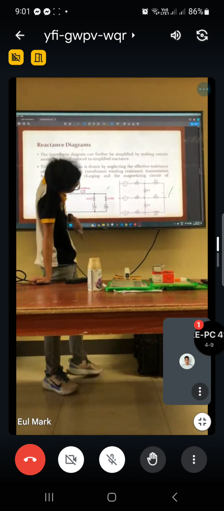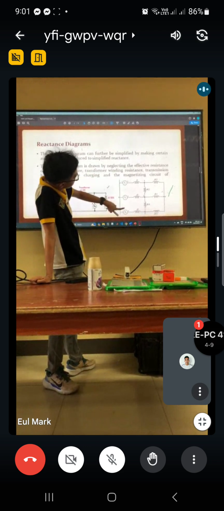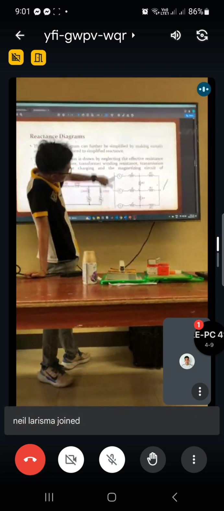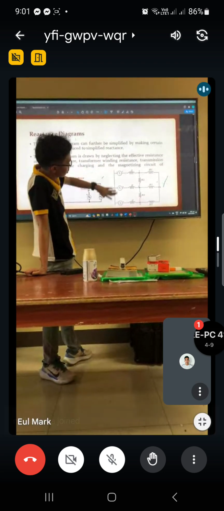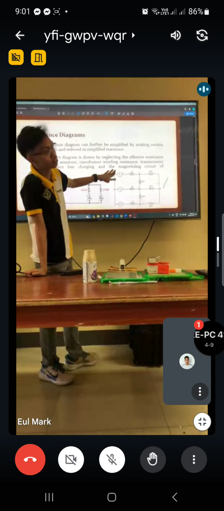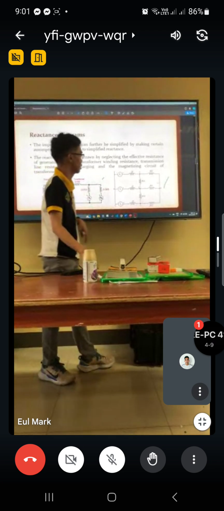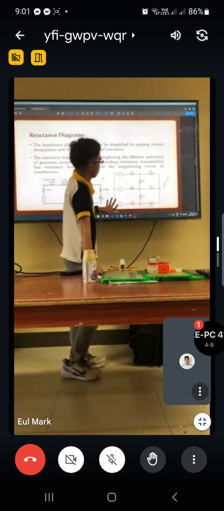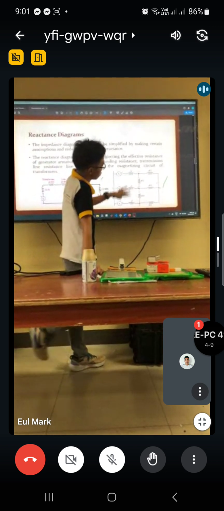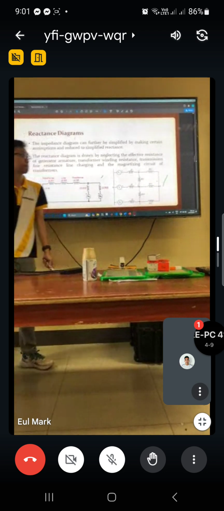Here, E_S, E_C, and E_B are connected to bus 0. Bus 0 is the ground. And of course, these are the effective armature reactances. This is a reactance diagram.